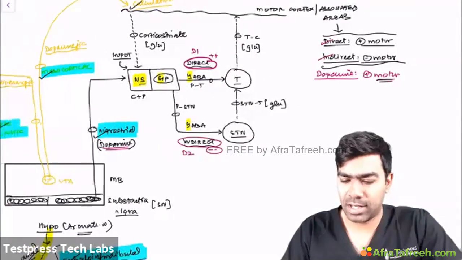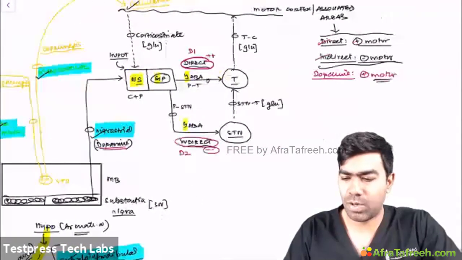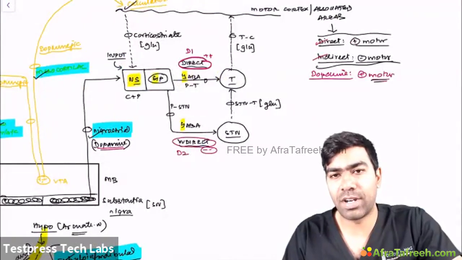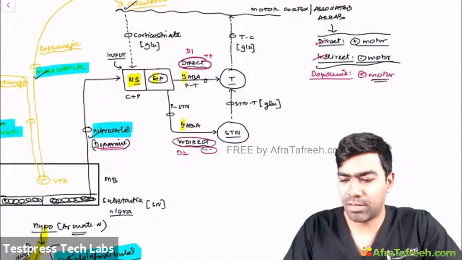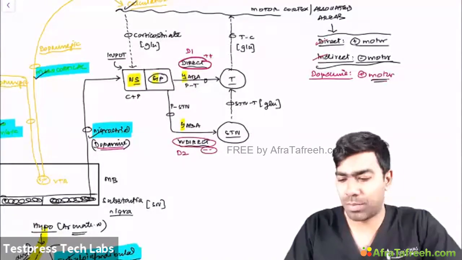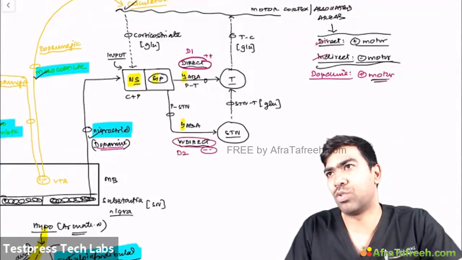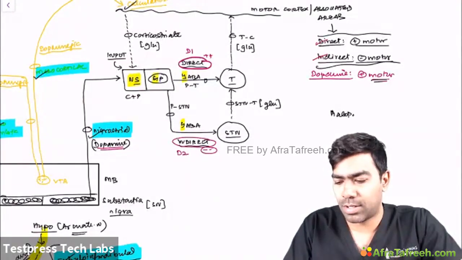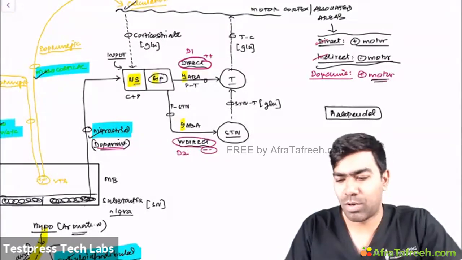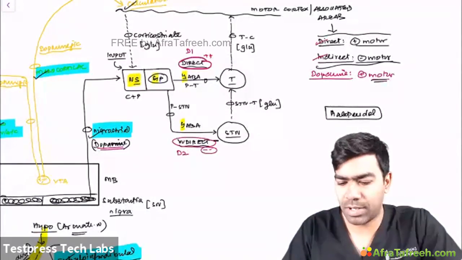And the next thing we can think about is what are the effects of different drugs that we see. For example, if I give an anti-dopaminergic drug, like haloperidol, what will be the effects of haloperidol? Number one, why do I give haloperidol? Because it's a typical D2 blocker.